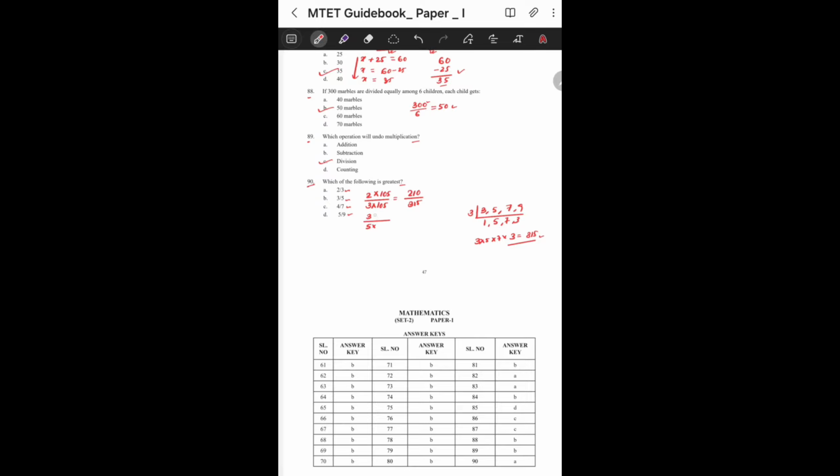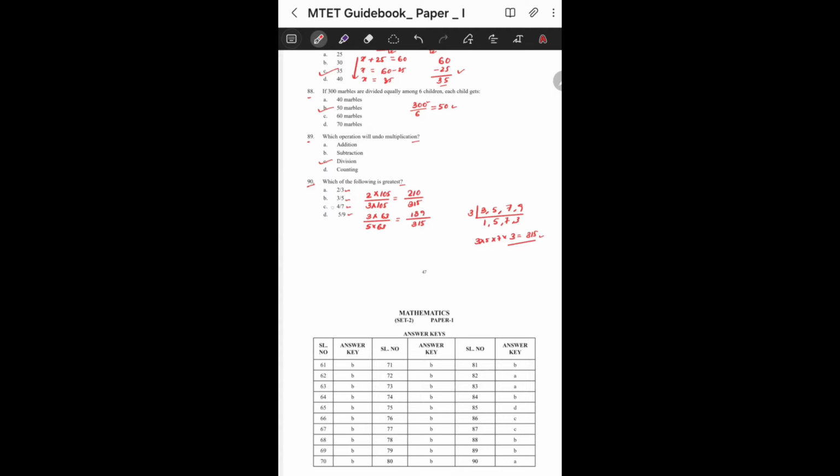Now the second one, they have given here 3 by 5. Now 5 into how much will be your 315? 5 into 63. So we will multiply both the numerator and denominator by 63. If you simplify, the denominator will be your 315, and in the numerator we will get 3 into 3, that will be 9, and 3 into 6 will be 18, so 189.